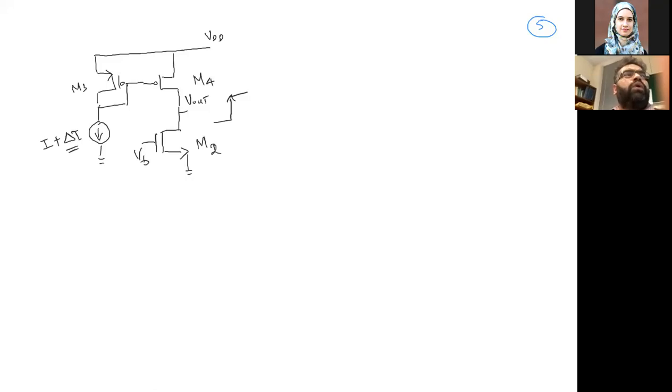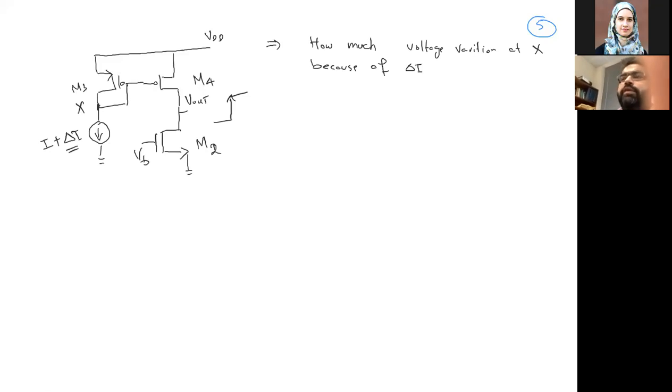Now, if we want to observe this point X, let's analyze this point X because of this delta I variation. How much voltage variation, or voltage change, is noted at X because of this delta I increment? That's the point we are concerned with. At X there will be some variation because of delta I, and that will be reflected to V out.